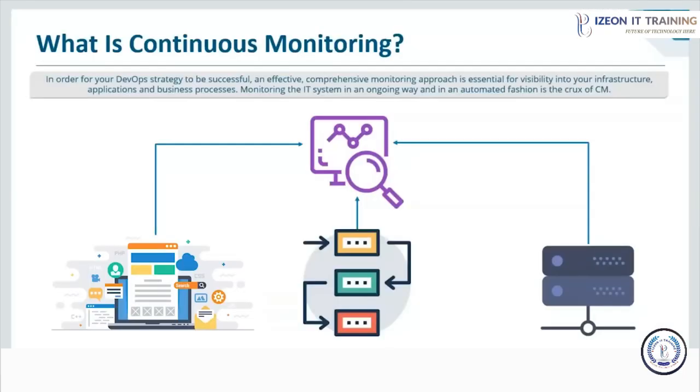So basically, continuous monitoring tools resolve any sort of system errors before they have any negative impact on your business. It can be low memory, unreachable server, etc. Apart from that, they can also monitor the business processes and the application as well as your server, which we have just discussed, right? So continuous monitoring is basically an effective system where the entire IT infrastructure, starting from your application to your business process to your server, is monitored in an ongoing way and in an automated fashion, right? That's basically the crux of continuous monitoring.